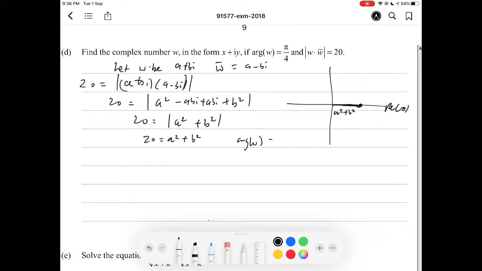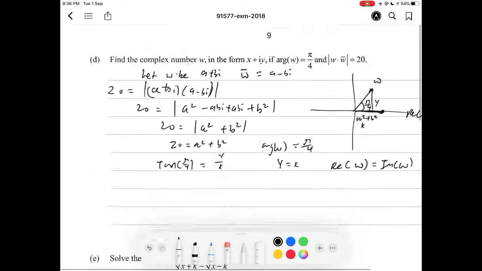And the argument of w equals pi over 4. So that means the complex number is somewhere here, when this angle is pi over 4. So therefore, tan of pi over 4 is equal to y over x. So tan pi over 4 equals y over x. Therefore, tan pi over 4 is 1, so y equals x. So the real part of w equals the imaginary part of w.